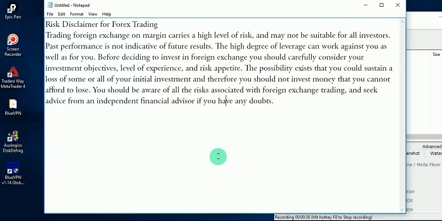Anyways, as you can see, I don't have some fancy production stuff here. It's just basic. I just have some screen recording software, and I even use Notepad to put this risk disclaimer for forex. I don't even have a branding.